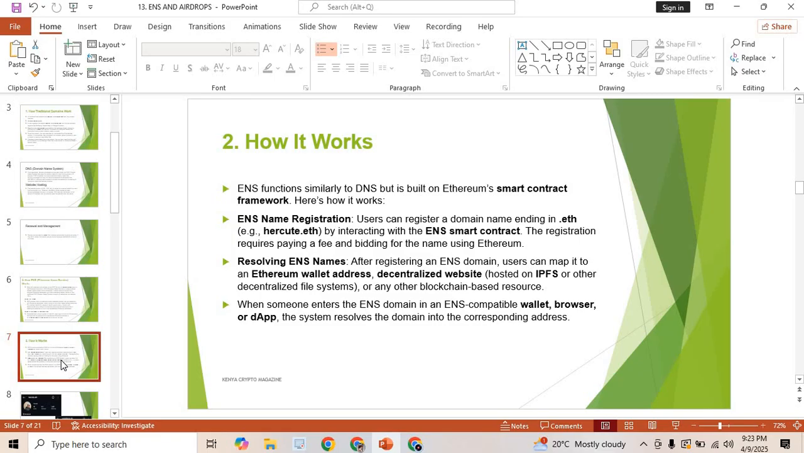Pius? DNS converts the domain to an IP address, while ENS helps you convert the hexadecimal wallet address to a simple... I don't know how to explain that. Okay, that's a good trial. Let's appreciate Pius.